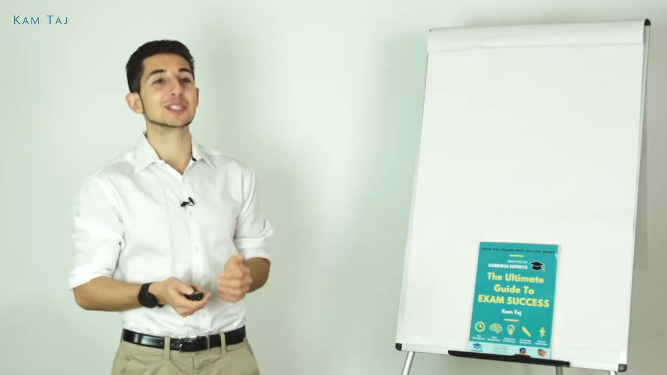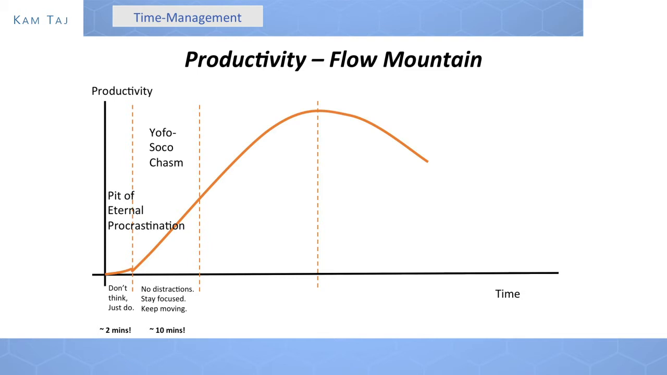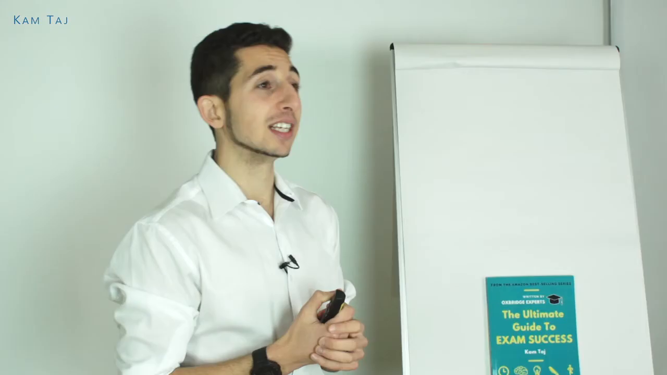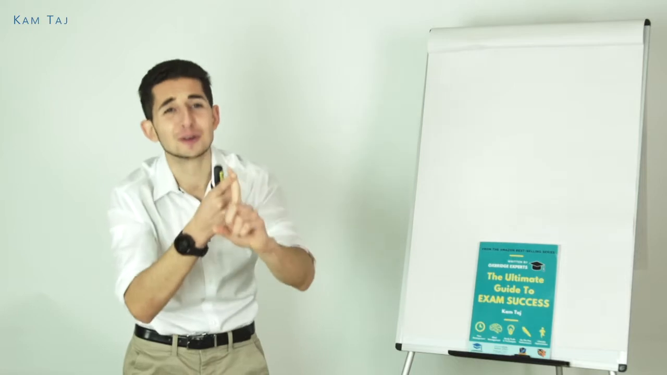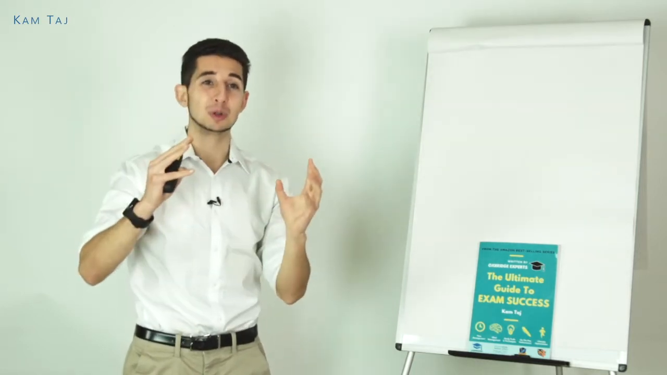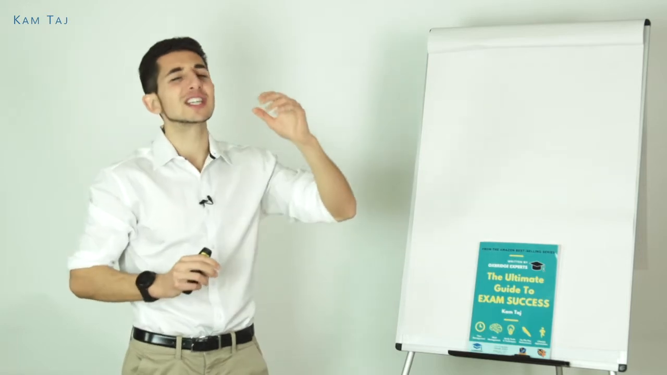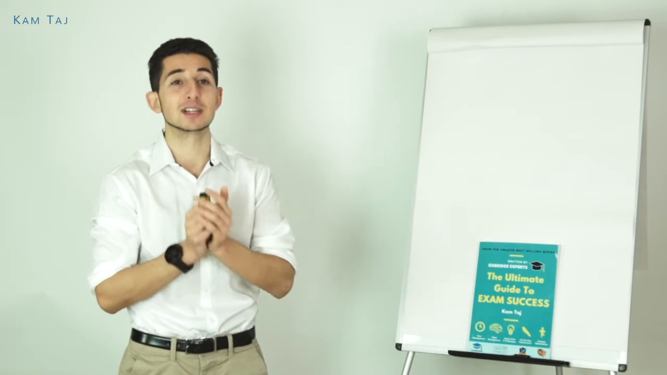So let's say that you've managed to achieve this. You now move on to what is called the YOFO SoCo chasm. Now, YOFO SoCo, I'd love to say there were 2 scientists, but actually it just stands for you fool, you are so close, right? Because this 10 minutes is so crucial. At this stage, you are so close to getting way up on productivity mountain. You are so close to attaining that state of flow.